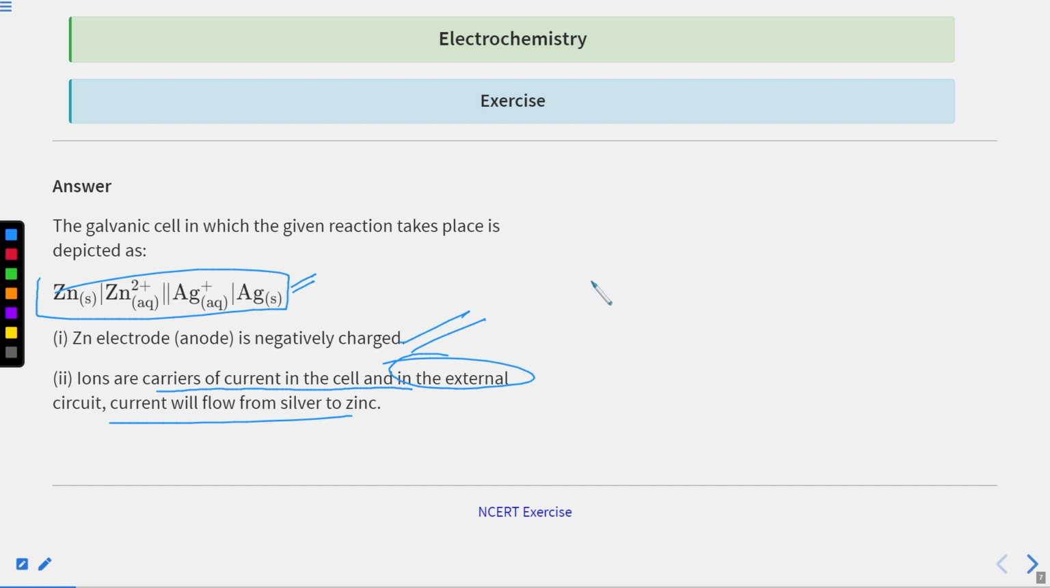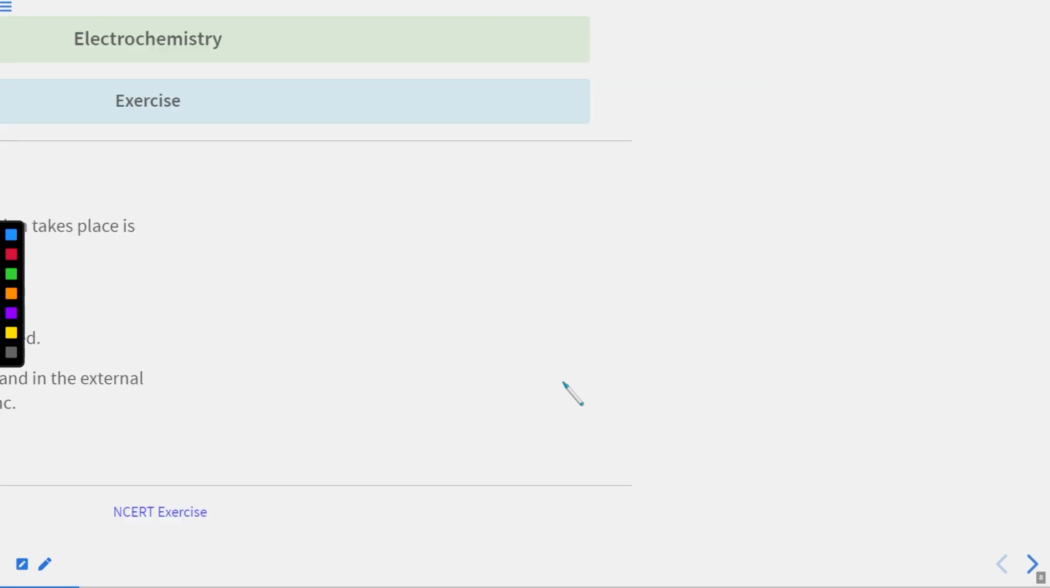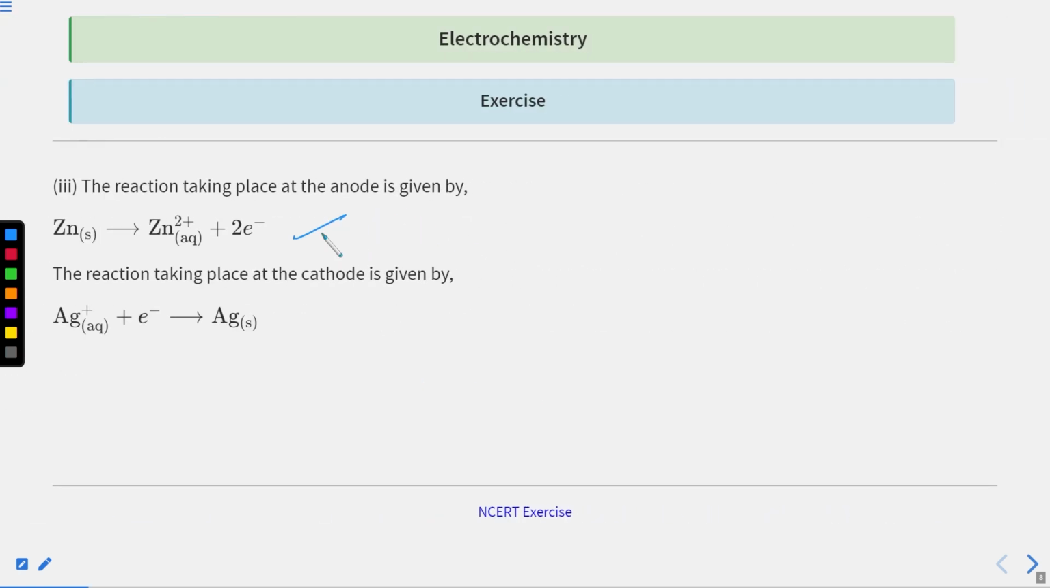If you just see this, there are 2 electrodes, we have a salt bridge, and this is the external circuit. Now, talking about the half reactions, I would suggest you write them with the multiplicative factor, so that would be better. Okay, so this is our solution. Now, let us move to the next question.